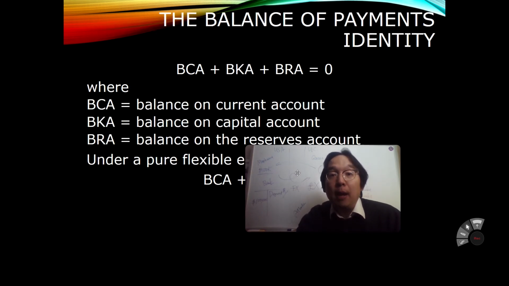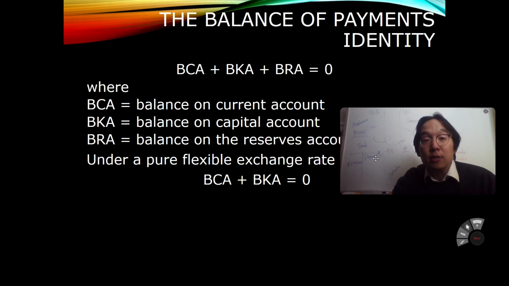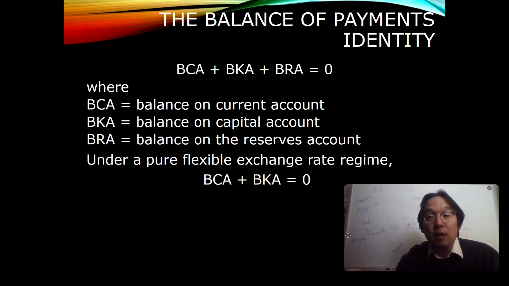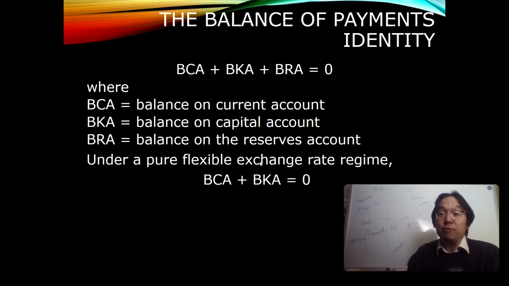Now, the balance of payments identity works like this. The balance of current account plus capital account plus the reserves account should be equal to 0. In theory, under pure flexible exchange rate regime, the balance of current account plus capital account should be equal to 0. There should be no errors, in a completely flexible exchange regime. You don't have to worry about currency crisis, so you don't need to have foreign currency reserves. So these two things should be perfectly balancing each other out.